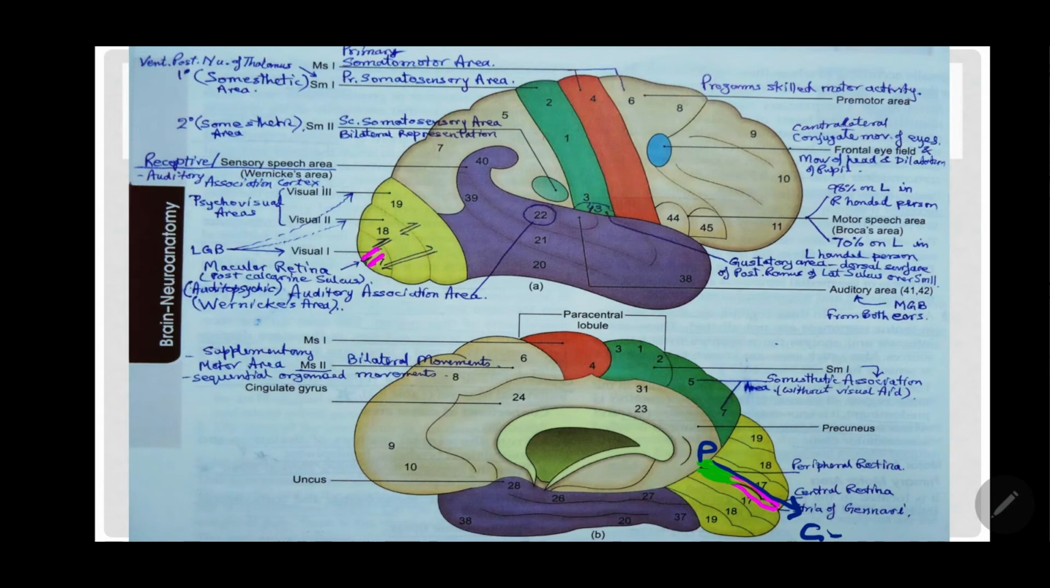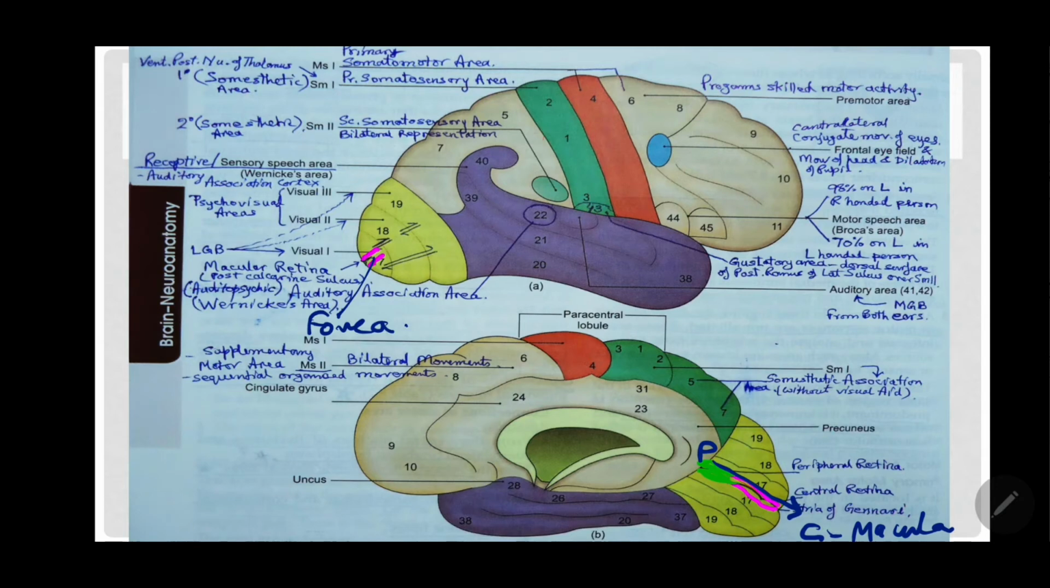Central means macula, right, and the center of the macula is the fovea. So the fibers coming from the fovea reach up to the post-calcarine sulcus. That is how the macular area is represented in a much larger portion of the calcarine sulcus posteriorly.